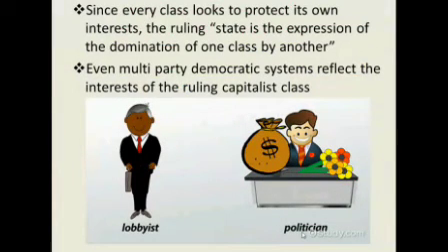So since every class looks to protect its own interest, the ruling state is the expression of the domination of one class by another. So it's not just about ideas, but the state which arises, the government and so on, only expresses the domination of one class by another, according to Nkrumah. So even multi-party democratic systems represent the interest of the ruling capitalist class.